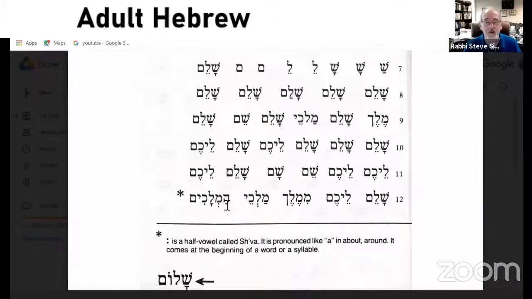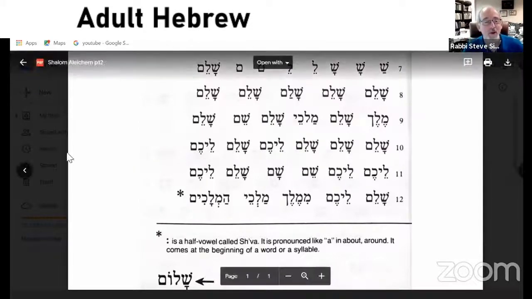Hamelachim. Two vertical dots is the sound. Here on the bottom, you see it's a half vowel. It's called the shva. Nobody cares what the name is. It's just the sound. Doesn't matter what it's called. So there we go. You guys are great.